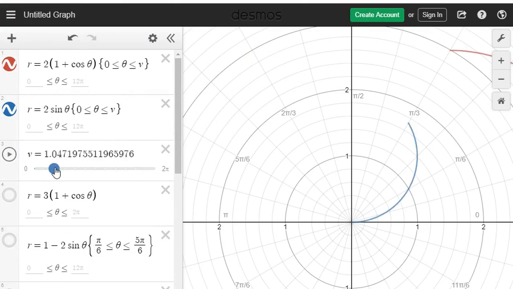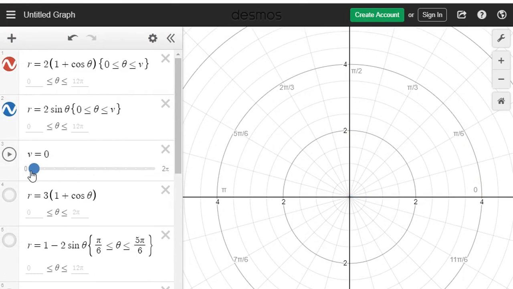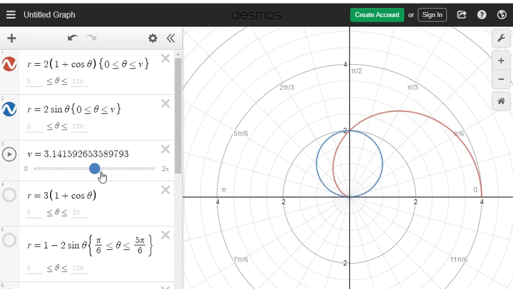So if I graph these two things, I'll zoom out a little bit. If I graph these two things, 2 times 1 plus cosine theta and 2 sine theta, it appears we intersect twice. Also notice the blue one is done by pi, which was something that we figured out at the beginning. But the red one, which is a cardioid, takes all of 2 pi in order to do it. So notice it appears to intersect at pi over 2 and pi for our theta, and at r equals 2 and r equals 0.